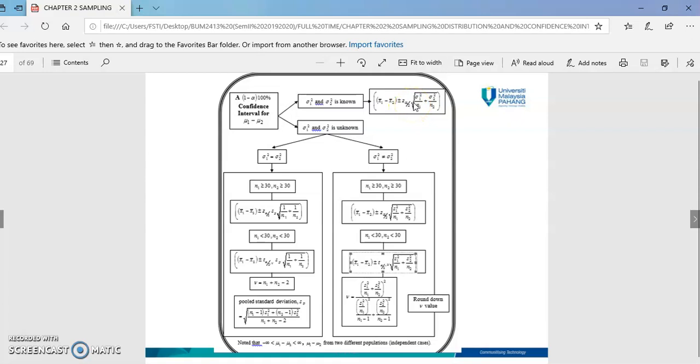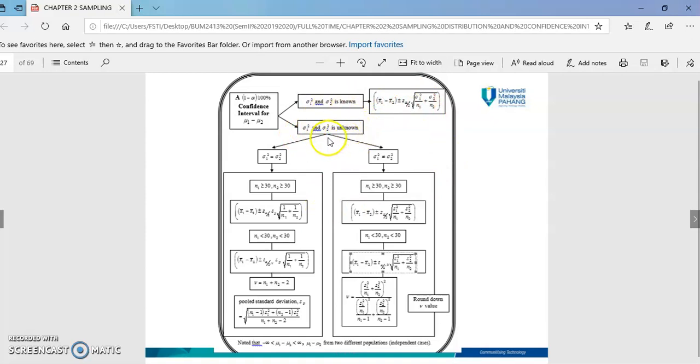I don't want to discuss anymore why we have to divide by 2, because we have discussed it in 2.1 and also 2.2. That one should be clear lah. Cari balik nota lama. And then you will have the standard deviation here. Here we use the sigma. That's the first formula.